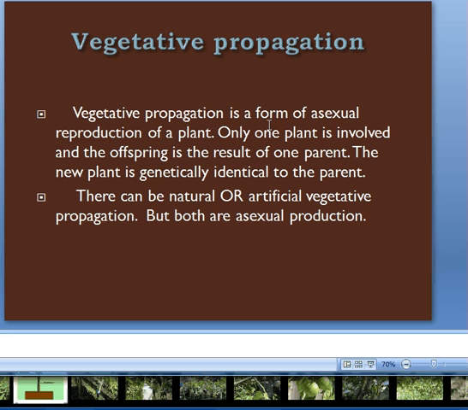So vegetative propagation is a form of asexual reproduction because only one plant's involved and the offspring is a result of one parent. So that new plant obviously is going to be genetically identical to the parent. And we talked about this can either be natural or artificial, like we just did it artificially, but both are asexual reproduction.